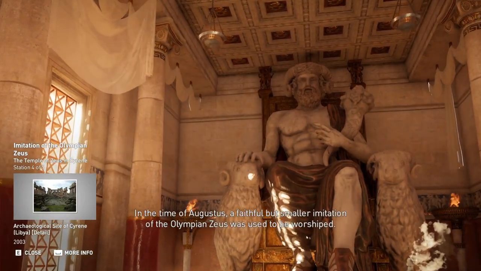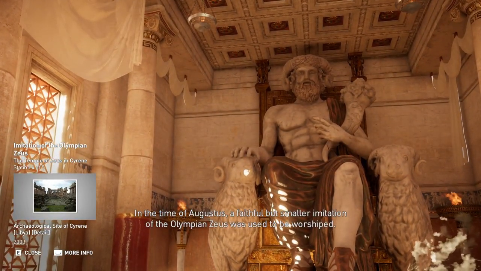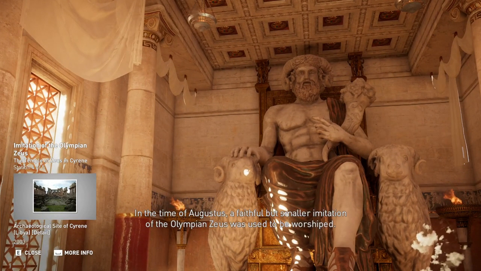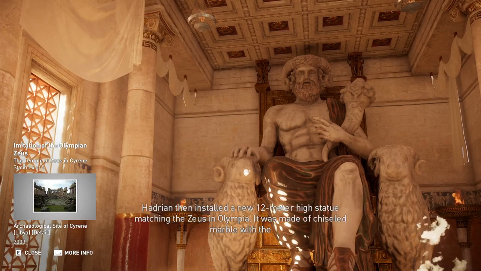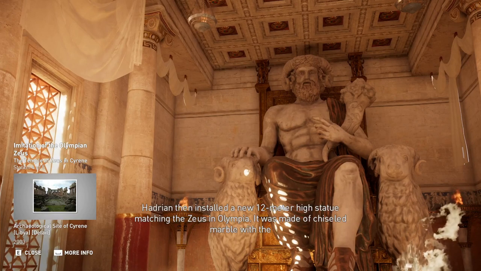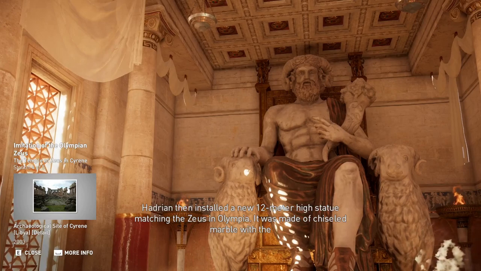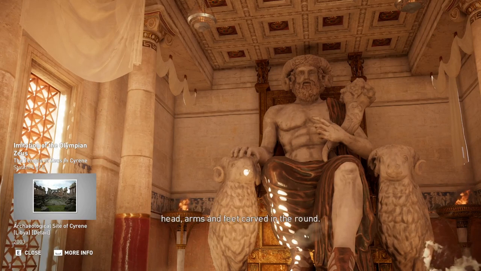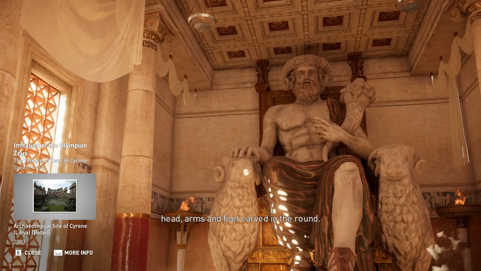In the time of Augustus, a faithful but smaller imitation of the Olympian Zeus was worshipped. Hadrian then installed a new 12-meter-high statue matching the Zeus in Olympia. It was made of chiseled marble with the head, arms, and feet carved in the round.